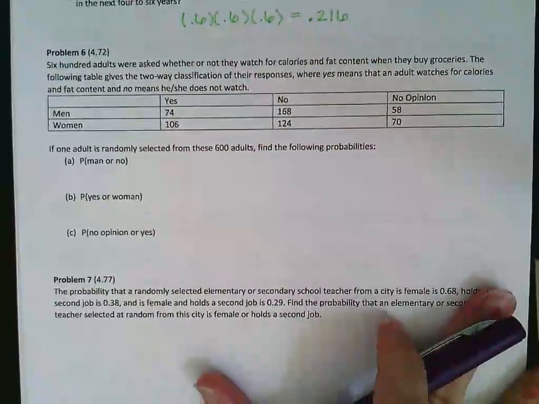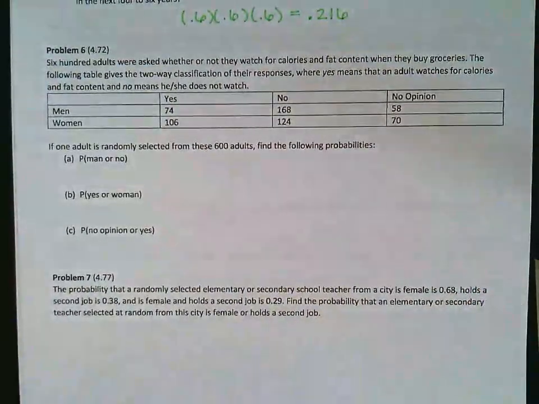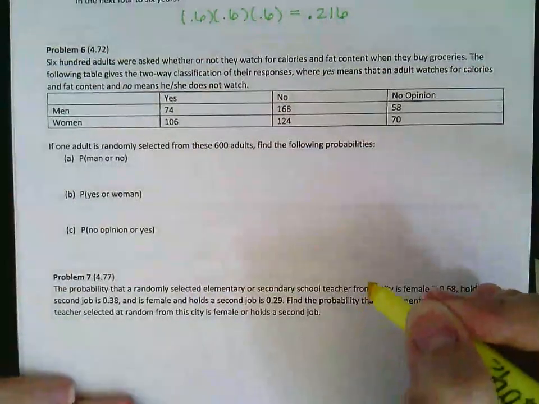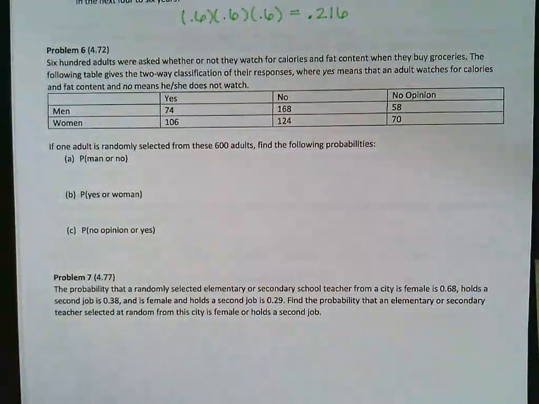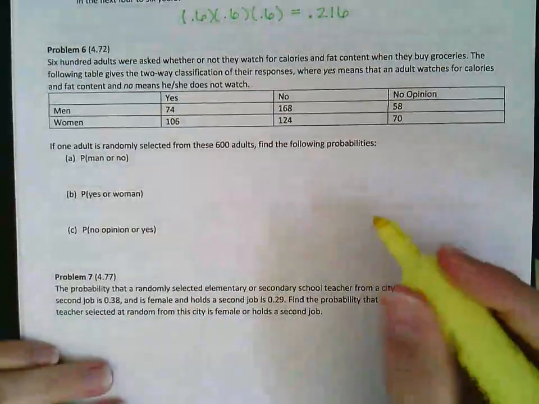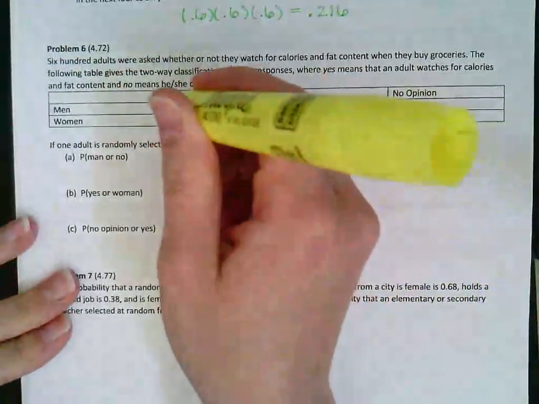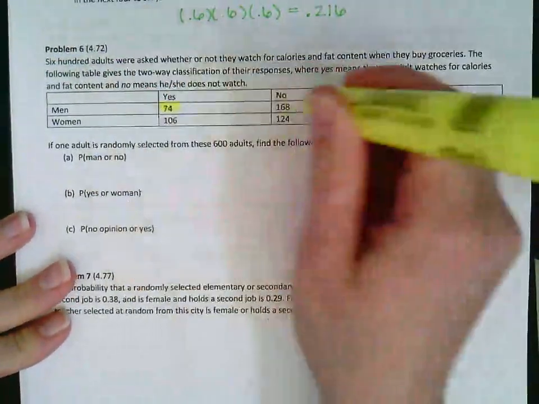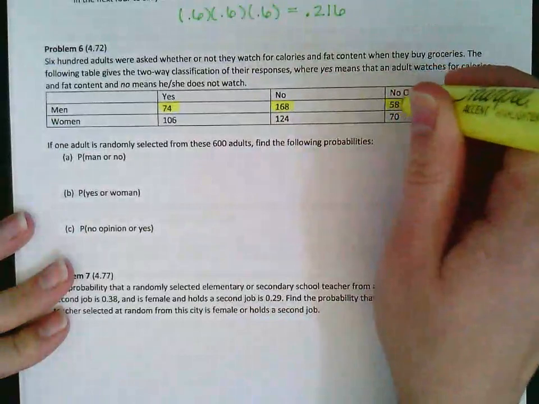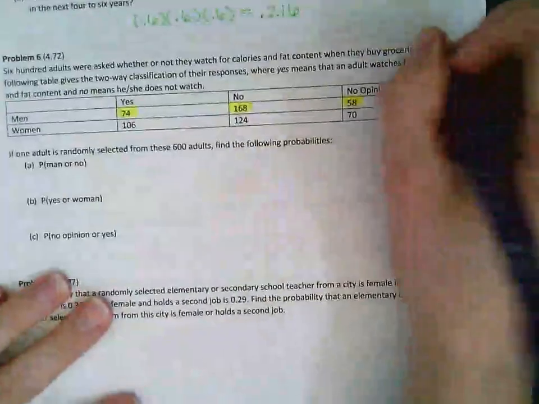All right, another example from chapter 4 is the addition rule. So problem number 6 deals with that. There are 600 adults and they are asked whether or not they watch for calories and fat content when they buy groceries. And this gives the 2-way classification on response and gender. 1 adult is selected at random. Find the following probabilities. So if I look at man, I add up man, so here, here, and here, and I get 300.